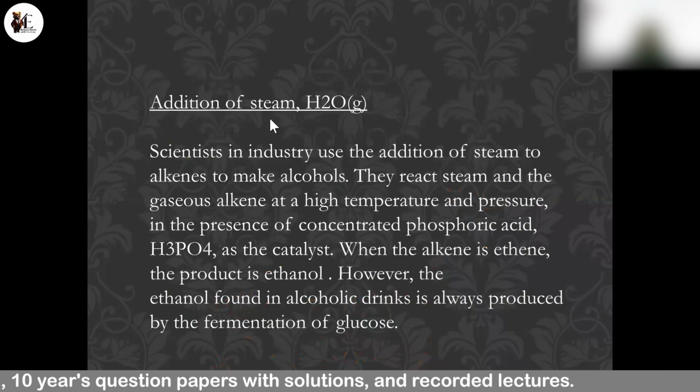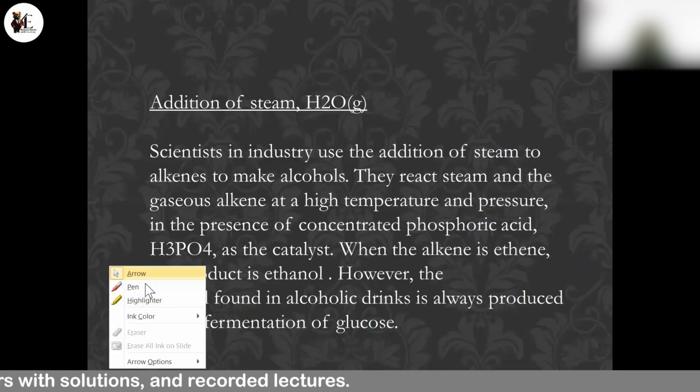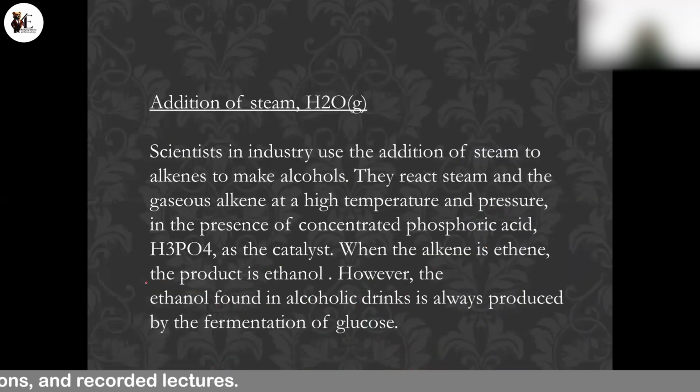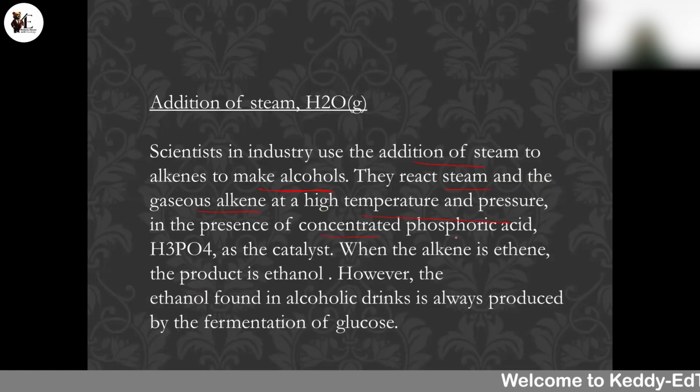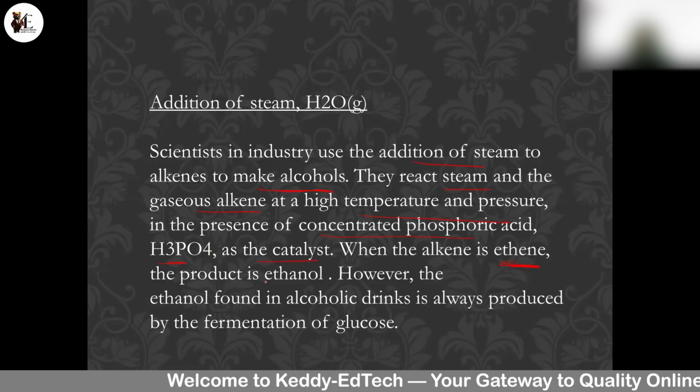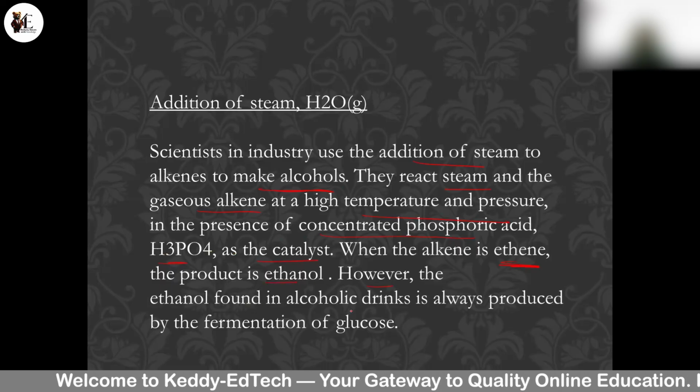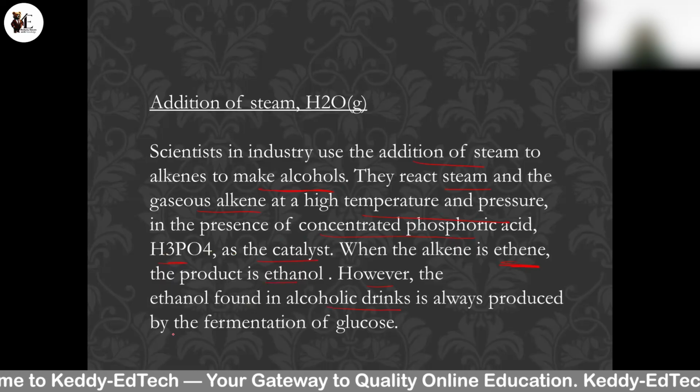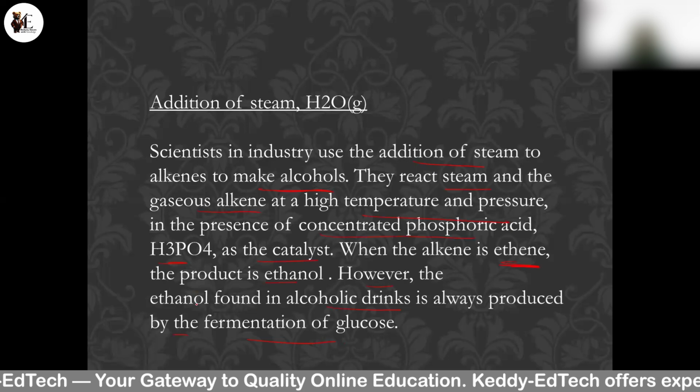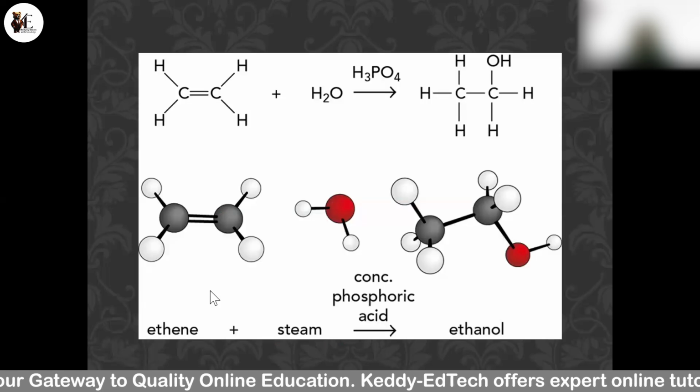Okay, so the next reaction is addition of steam. Steam, that is H2O in the gaseous state. Scientists in industry use the addition of steam to alkenes to make alcohols. They react steam and the gaseous alkene at high temperature and pressure, in the presence of concentrated phosphoric acid as the catalyst. H3PO4 is the catalyst. When the alkene is ethene, the product is ethanol. However, the ethanol found in alcoholic drinks is always produced by the fermentation of glucose.